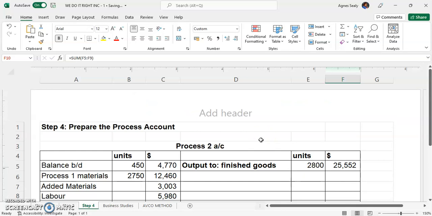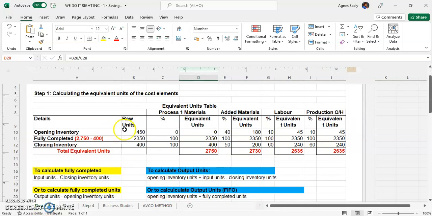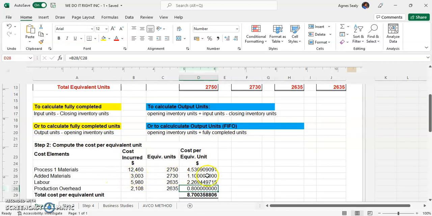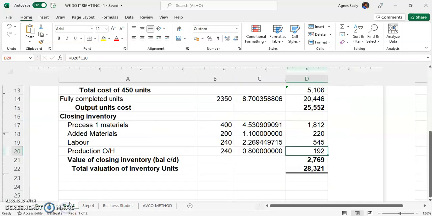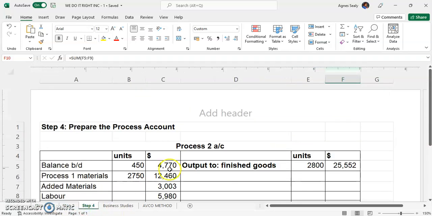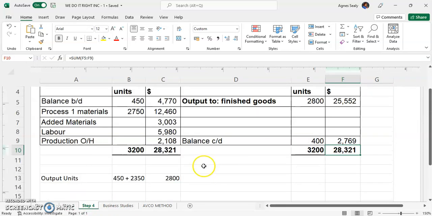We went through all the steps. Step 1, calculating our equivalent units using the equivalent unit table. Step 2, calculating our cost per equivalent unit. Step 3, calculating the value of our inventory units. And finally, step 4, we use all of the information that was done prior to do our process 2 account.